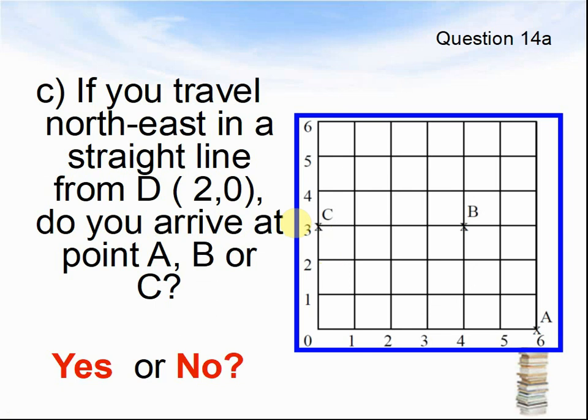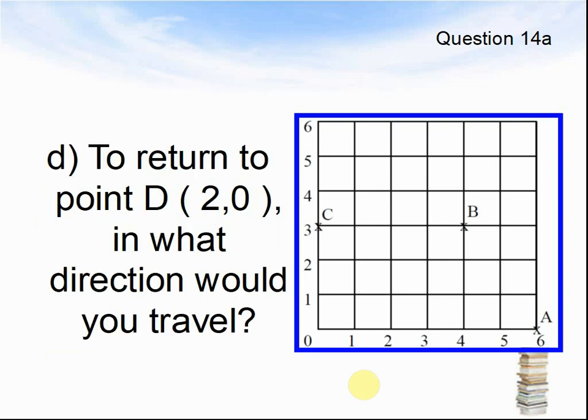C. If you travel northeast in a straight line from D, which is at 2, 0, do you arrive at point A, B, or C? Yes or no? Here comes the next question. D. To return to point D, 2, 0, what direction would you travel? Pause the video until you answer the questions.